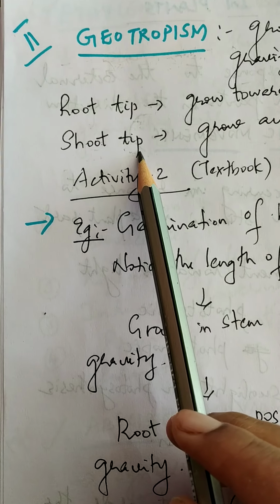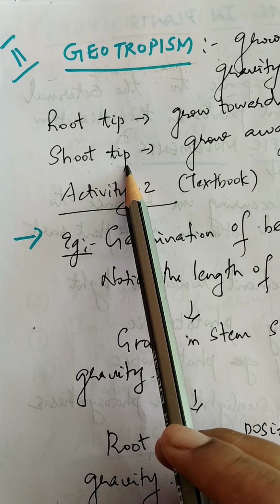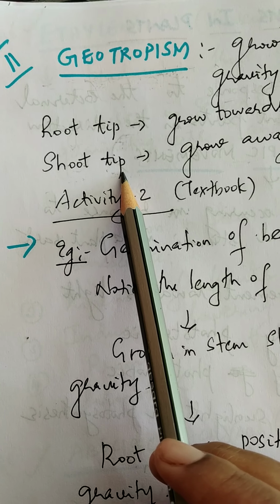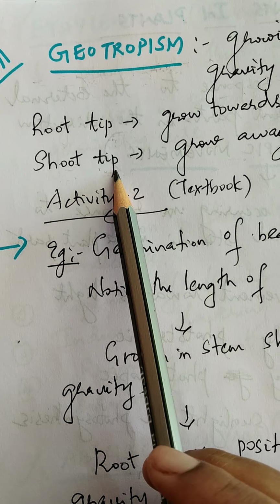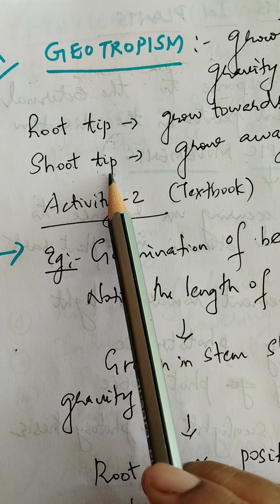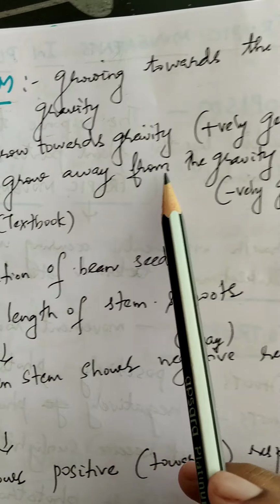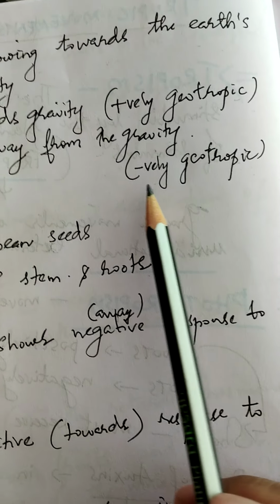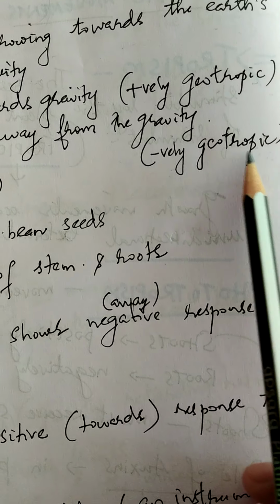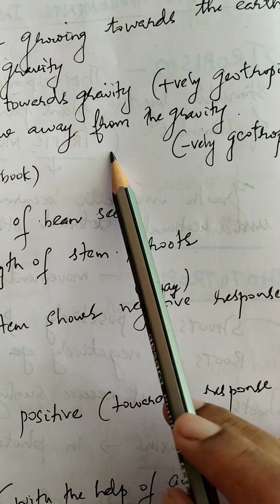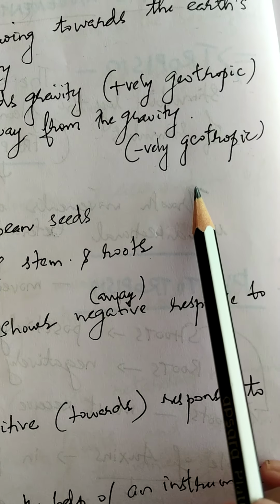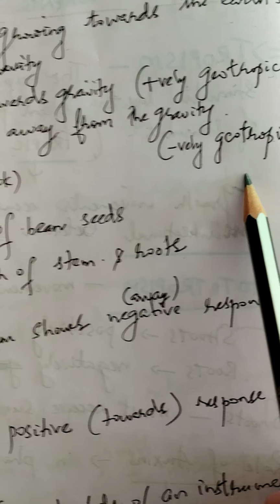But the shoot tips grow away from the force of gravity, or they move towards the source of light. So shoot tips grow away from gravity, so they are negatively geotropic. At the same time, they are positively phototropic because they move towards the source of light.